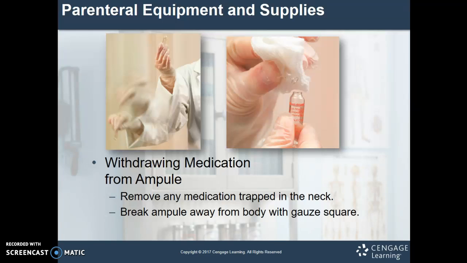So when we talked about an ampule, see how they've got their thumb on the part right there and then the forefinger on the other side. They're using gauze pads, probably soaked in a little bit of alcohol, and they break the ampule away from the body, so away from yourself, with a gauze square.